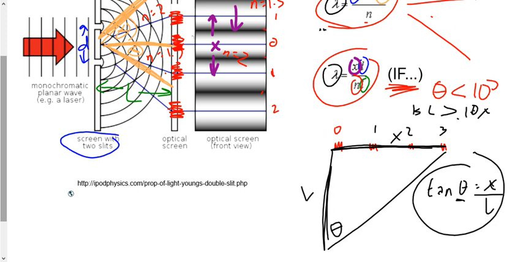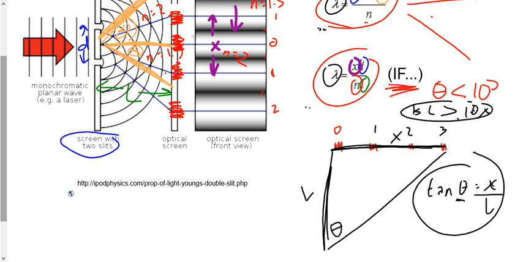So check the rule of thumb. Nine times out of 10, L will be greater than 10 times X. If it's not, then find theta. And then once you find theta, if it's less than 10 degrees, you can still use this equation if you want. If not, then you've got to use this one.